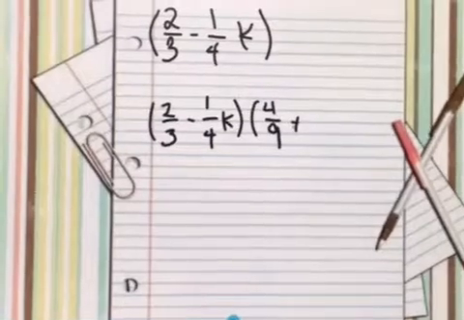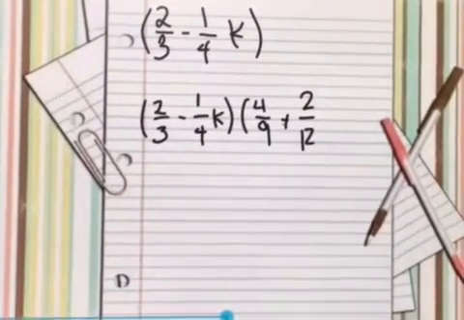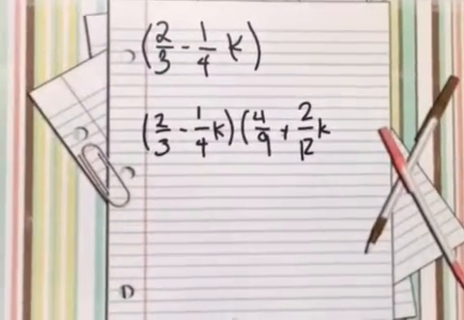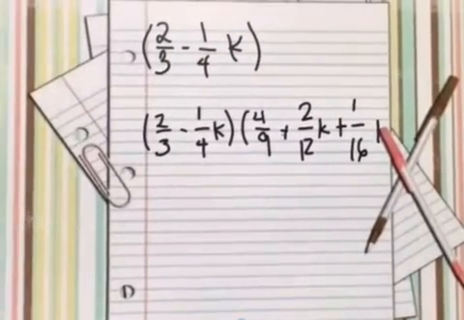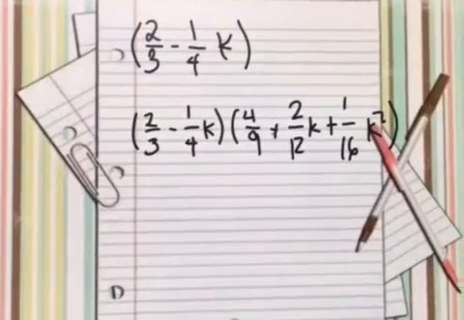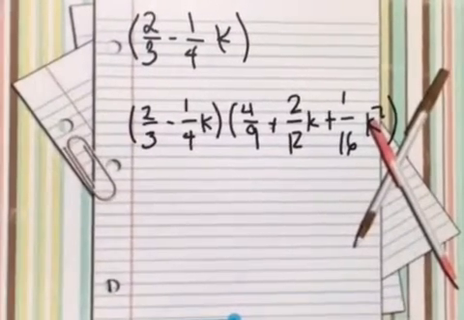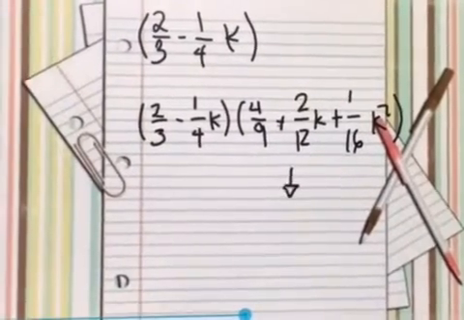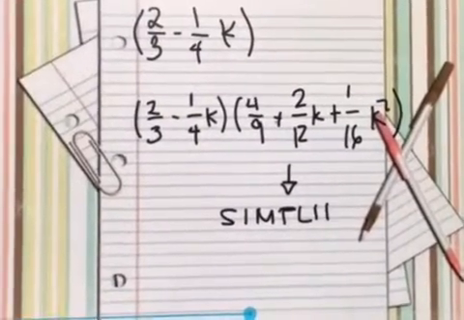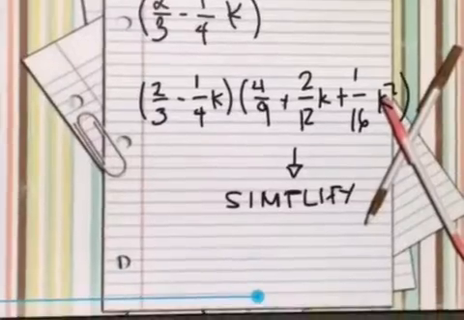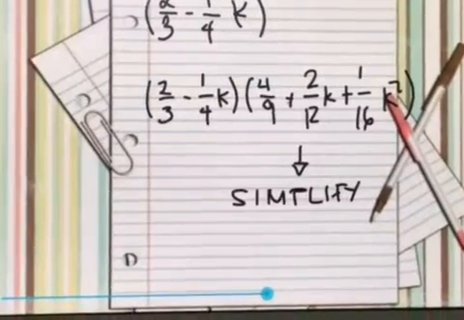You're then left with 4 over 9. Second step, solve for the opposite of the product of the first and second terms of the binomial factor. You're then left with positive 2 over 12k. Third step, solve for the square of the second term of the binomial factor. You are then left with positive 1 over 16k raised to the second power. And as you can see, 2 over 12k can still be simplified.